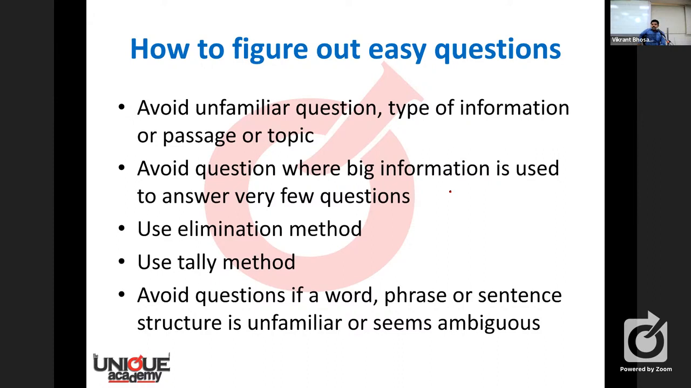सेकंड, अवॉइड क्वेश्चन where big information is used but the number of questions is less. सो रॉ मटेरियल इतना है और इस पे एक ही सवाल आया है. So naturally it will consume your more time. सो इसको प्रायोरिटी मत दो. थर्ड, यूज इलिमिनेशन मेथड. सो जो मैंने बोला था कि एक स्टेटमेंट अगर गलत आ जाए, your three options become incorrect and you automatically get the remaining correct option.